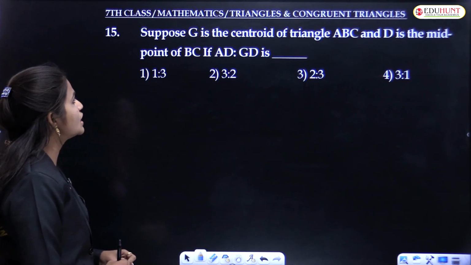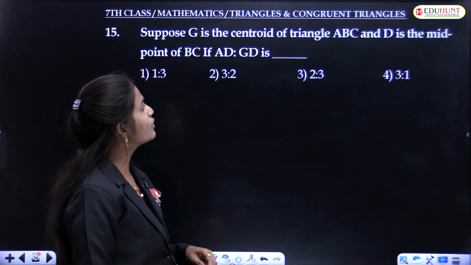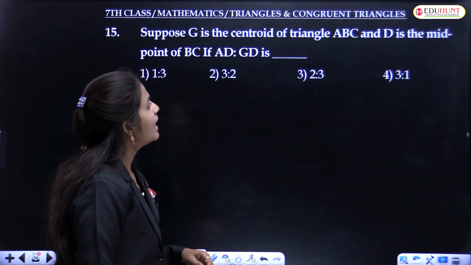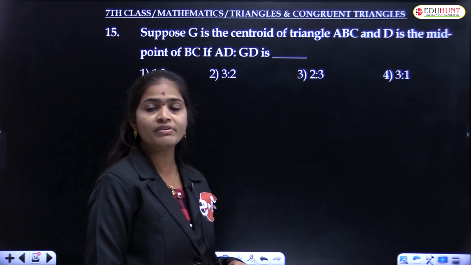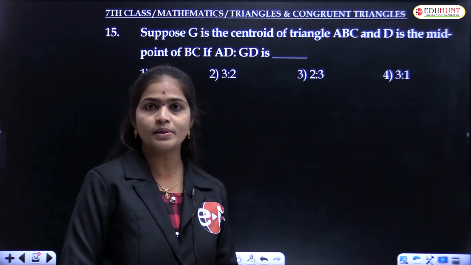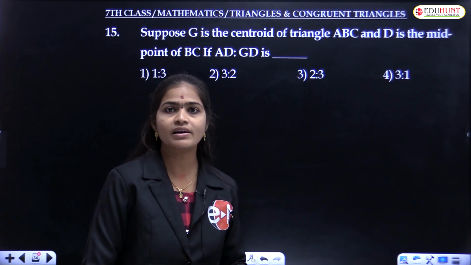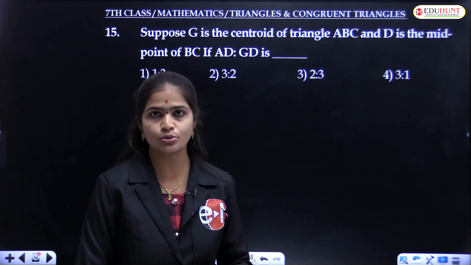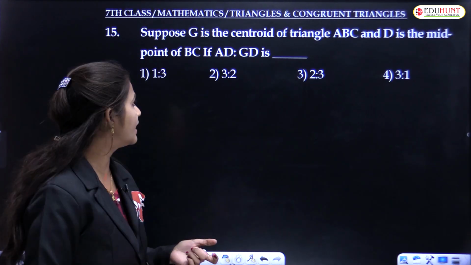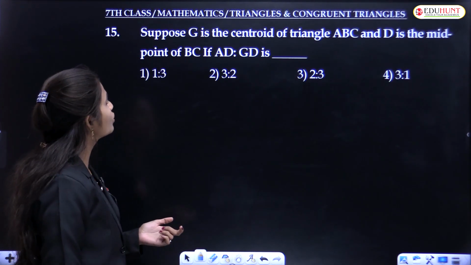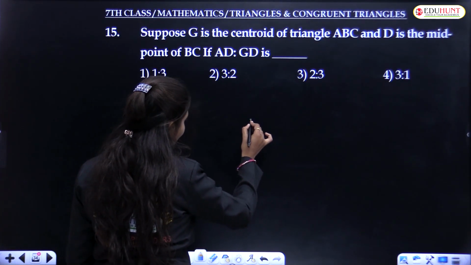So see children, our question 15, what is that? Suppose G is the centroid of the triangle ABC and D is the midpoint of BC. In the previous video, I told you about problems related to centroid, right? The centroid divides the median in the ratio 2:1. We discussed that one. So here also the problem related to centroid is given.